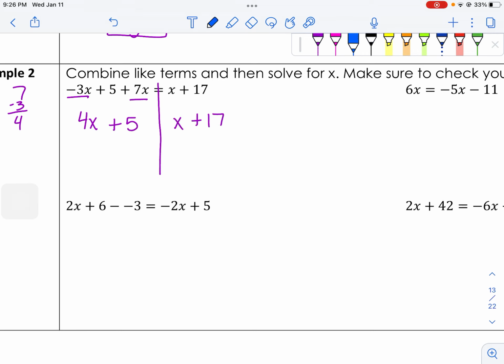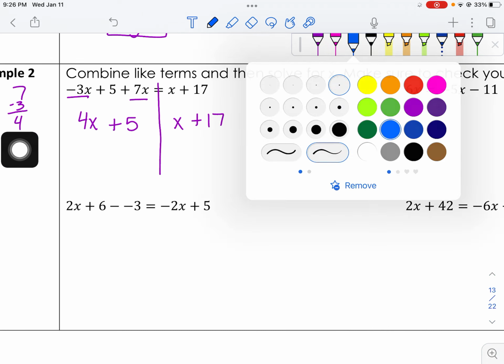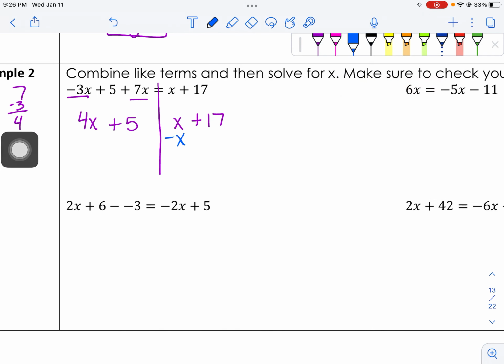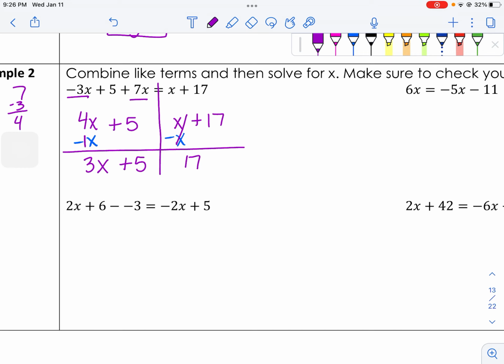All right, so I've combined my like terms. Now I have variables on both sides, so I need to get the variables all on one side. So I'm going to move the x from the right to the left side. It's a positive 1x, so I'm going to subtract an x on each side. I'm going to remember that when I subtract an x, it's a 1x. So I have 4 x's, take away 1x is going to leave you with 3 x's, plus 5, and then x minus x was 0, so on this side I have 17 left.